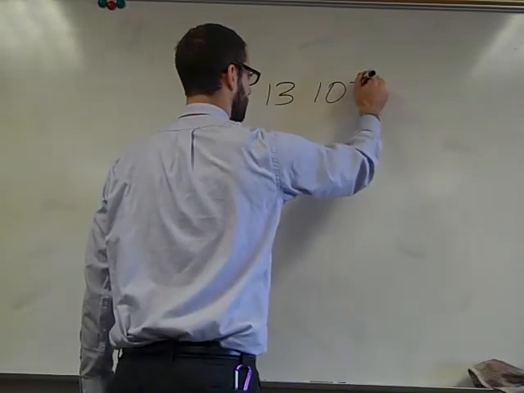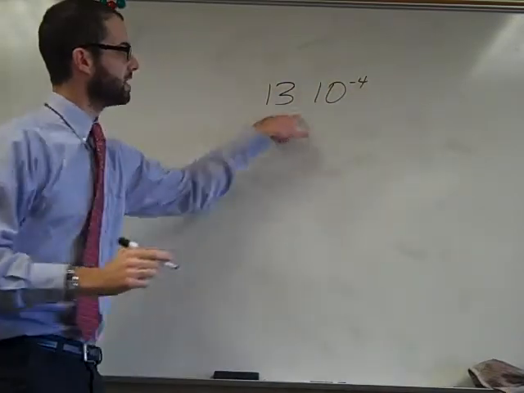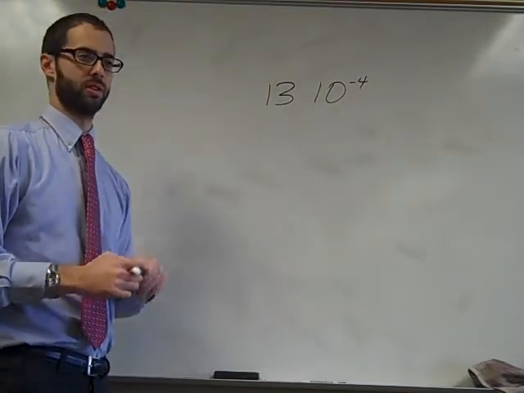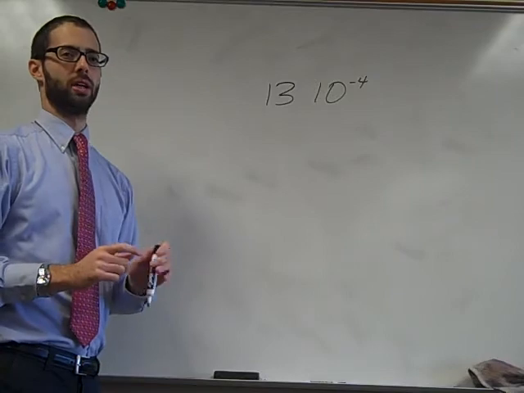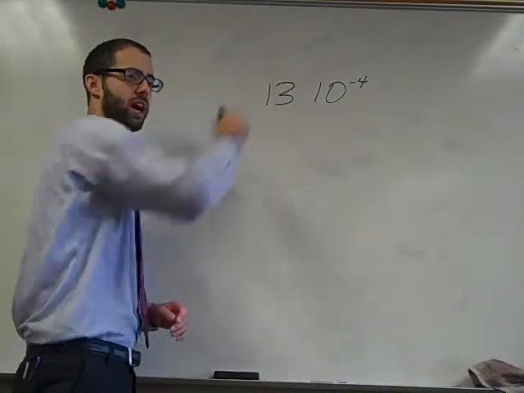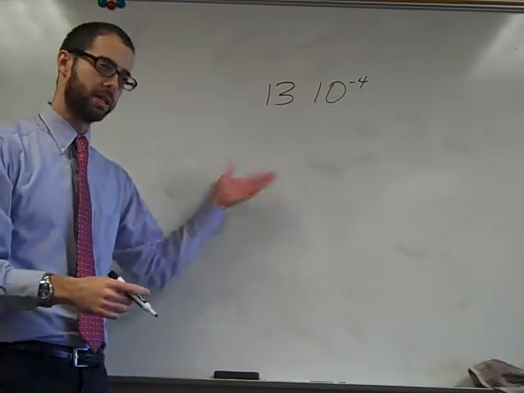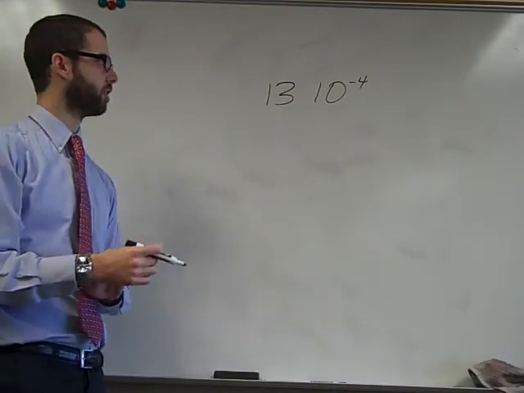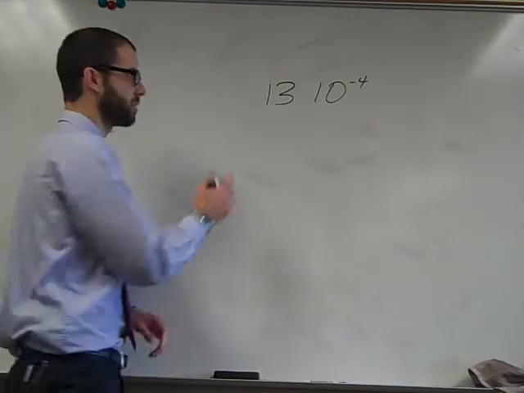Wait, what do you mean between 1 and 10? So, let me ask you a question. Is this in proper scientific notation? No. Why? Because it's not a decimal between 1 and 10. Exactly. So if I told you to make this proper scientific notation, what would we do? A 1.3. Yeah, we need it to be 1.3.